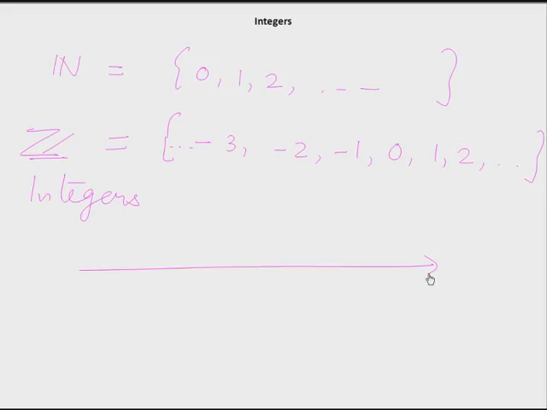We denote it on a number line, as usual, moving to the right as the numbers increase and moving to the left as the numbers decrease. And all these numbers are the integers. In terms of the language of integers, the set of natural numbers would be the non-negative integers. The non-negative integers will include 0 and all the positive integers, and that would be the set of natural numbers.